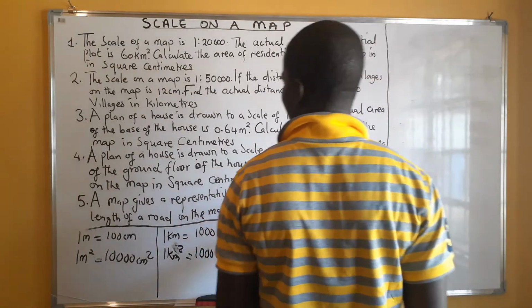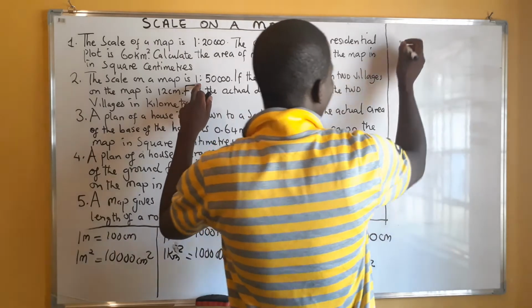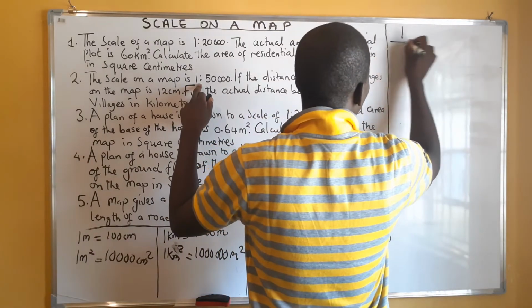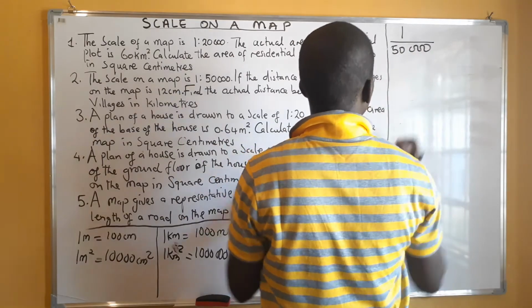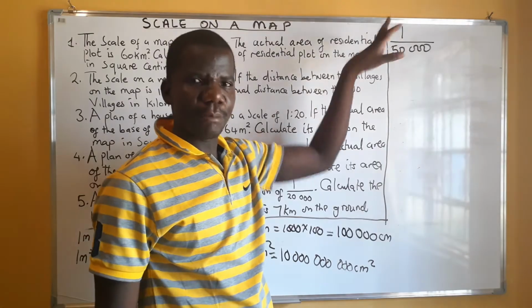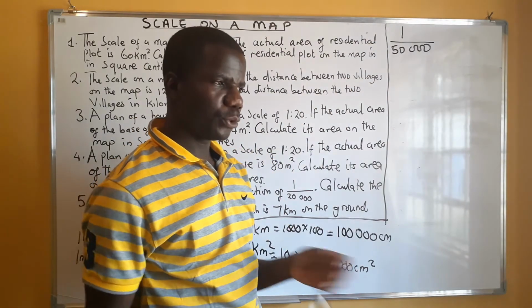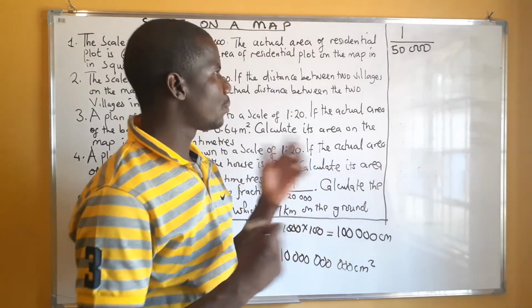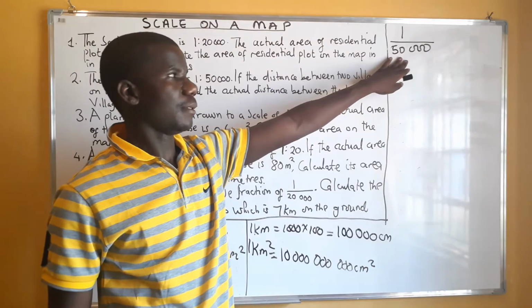So let's look at the second one. A scale on the map. What is the interpretation here? 1 centimeter on the map represents 50,000 centimeters on the ground, and we should be able to convey this. We should not have a problem.